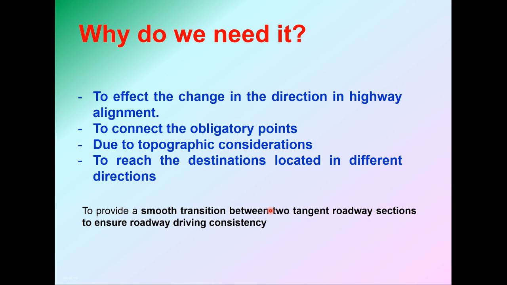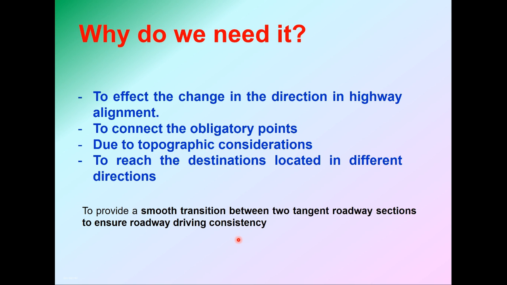So why do we need a horizontal curve? The horizontal curve is required to effect the change in the direction in highway alignment, and this change in direction in highway alignment may be necessitated because of several reasons, either to connect the obligatory points or maybe because of some topographic reasons or to reach the destinations located in different directions.